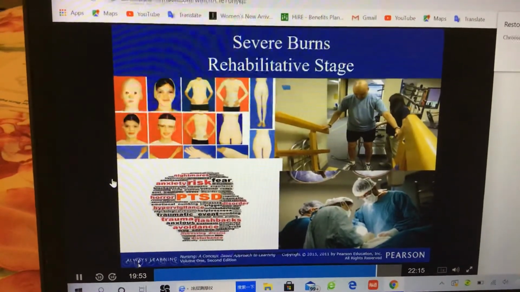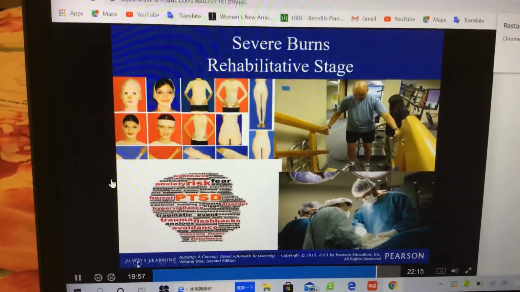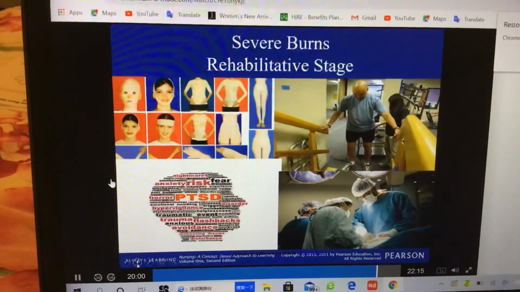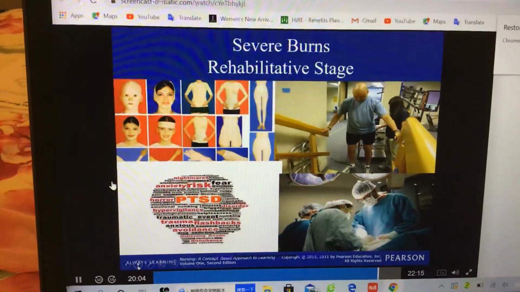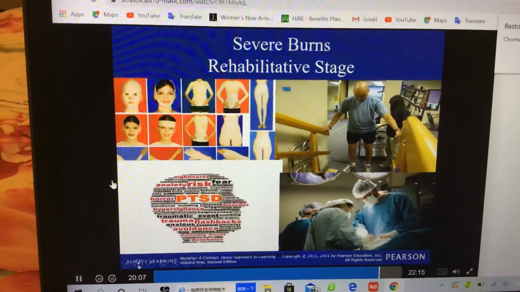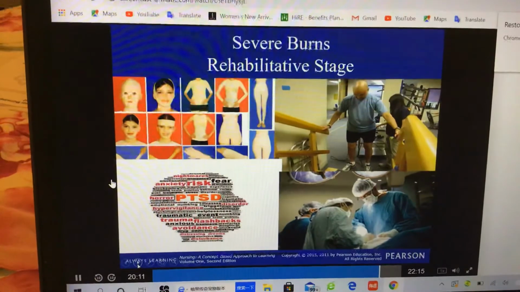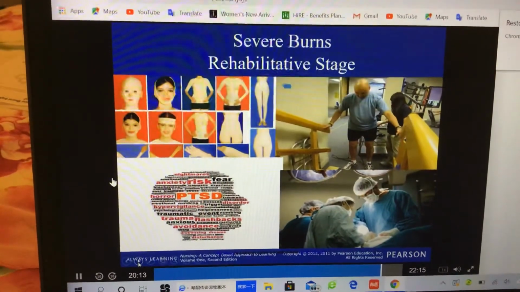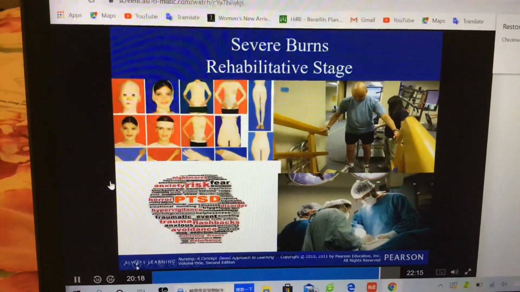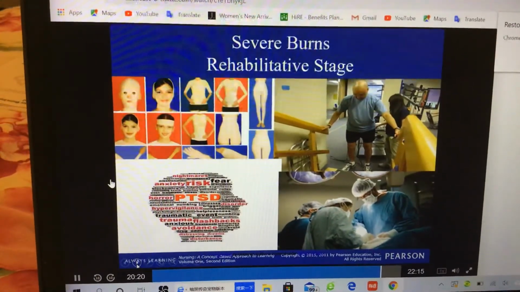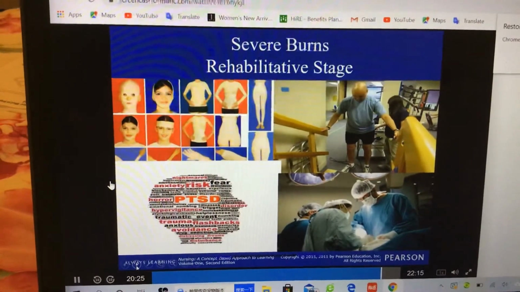The rehabilitative stage begins when the wounds are closed and ends when the patient is at their highest level of function. The rehabilitative stage begins in the hospital when the patient is no longer acutely ill. The goal for a patient with a burn is to regain function and recover emotionally. Large burns are going to require pressure garments, continued physical and occupational therapy, as well as possibly reconstructive surgery.